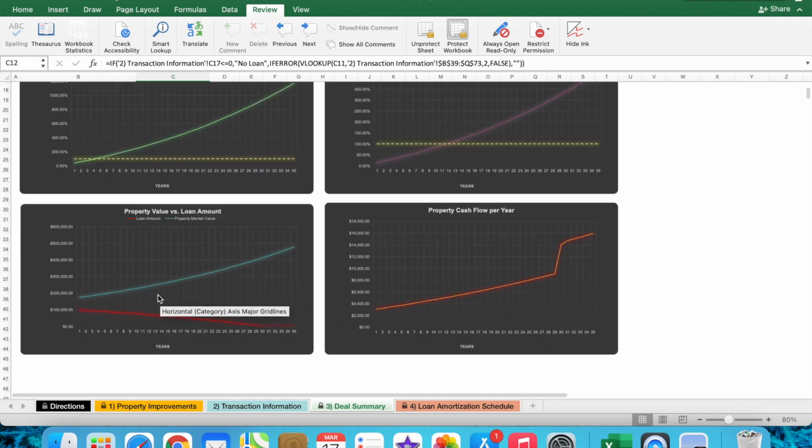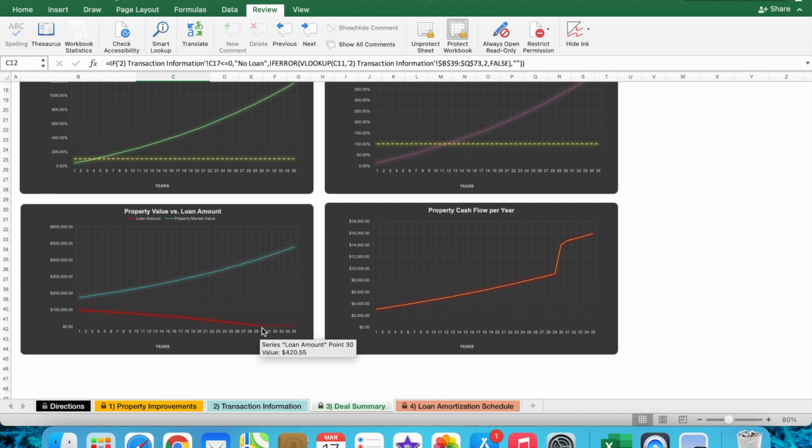Then down here is the property value versus the loan amount. And this spread between the two is the equity that you have in the property. So as you can see, as you pay down the loan, it slowly goes down. At year 30, it's 0. Then here, as the property appreciation continues to go up, the equity spread gets larger and larger.